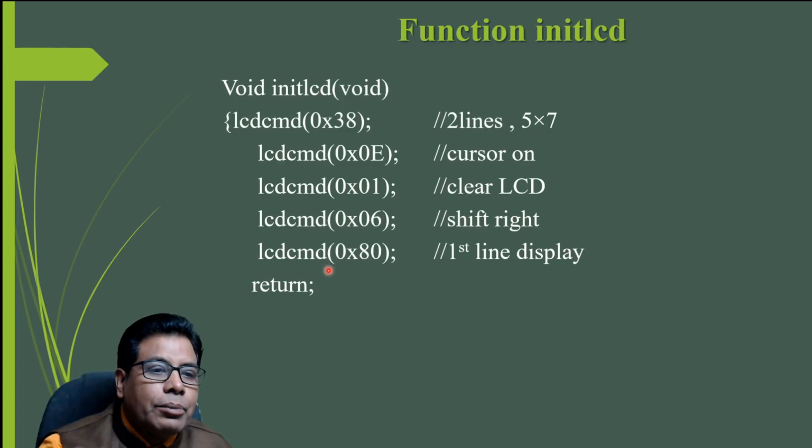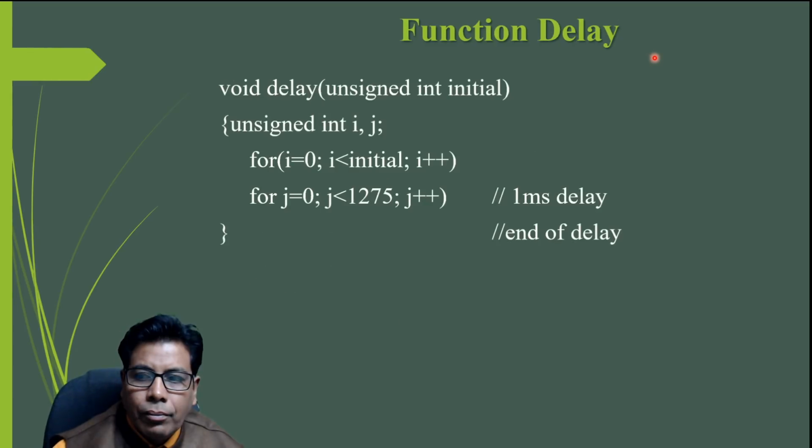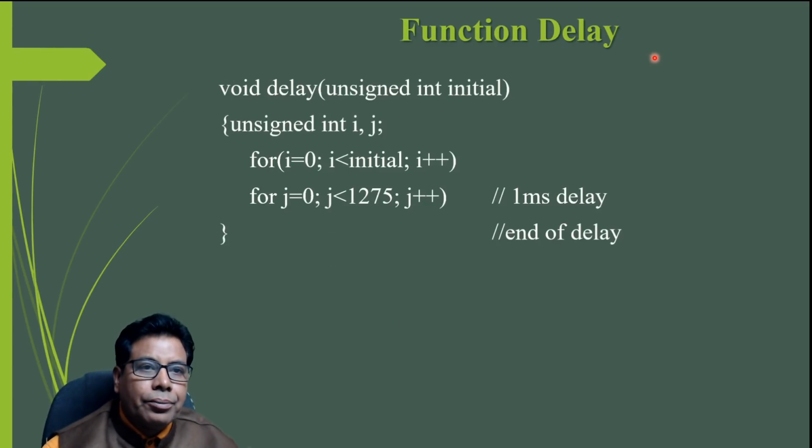Then LCD CMD 80, that is the first character will be written on the first line of the display. That's why this address is 80. Then we return. Then coming to the delay function. Now this delay function, we are going to pass an unsigned integer value initial to this delay function. So as per the value of this initial, we can change the delay timing.